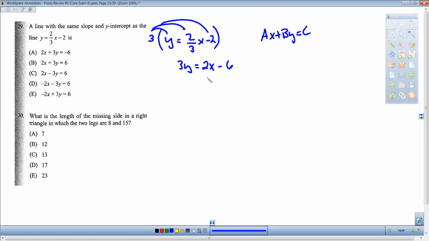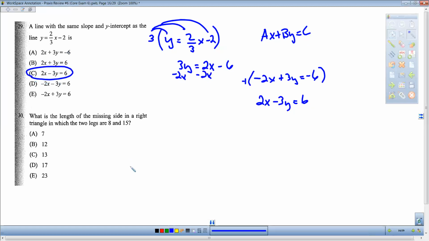A couple of ways I could do this. I could subtract the 2x from both sides, and so that would give me negative 2x plus 3y is equal to negative 6. And I don't see that, so if I multiply everything by a negative 1, then that would change the sign of everything. So I get 2x minus 3y is equal to 6. C is the result.